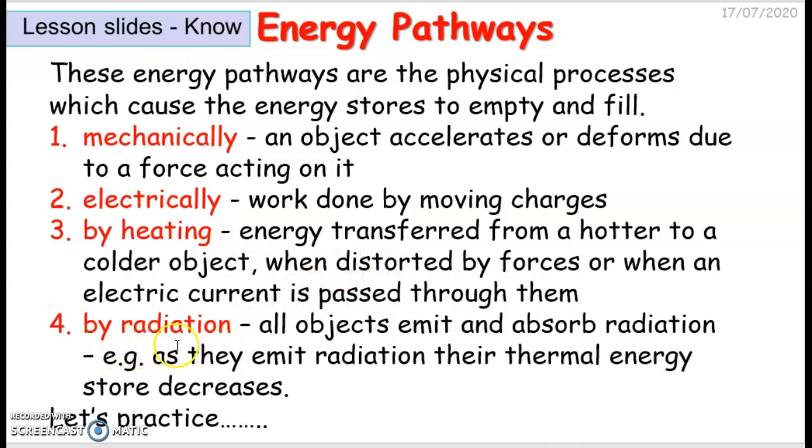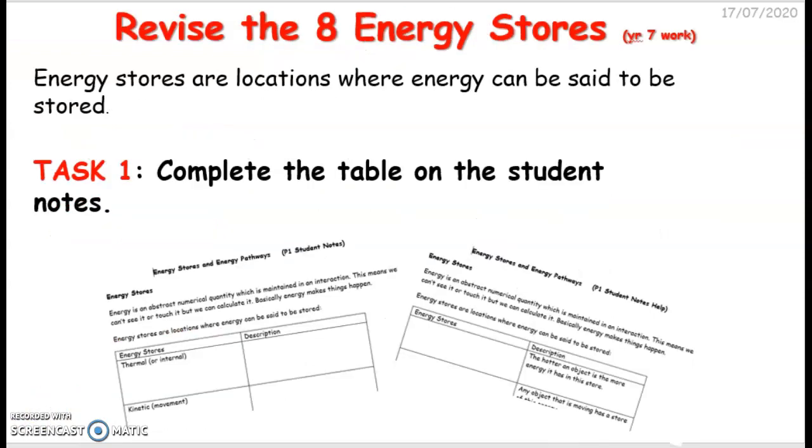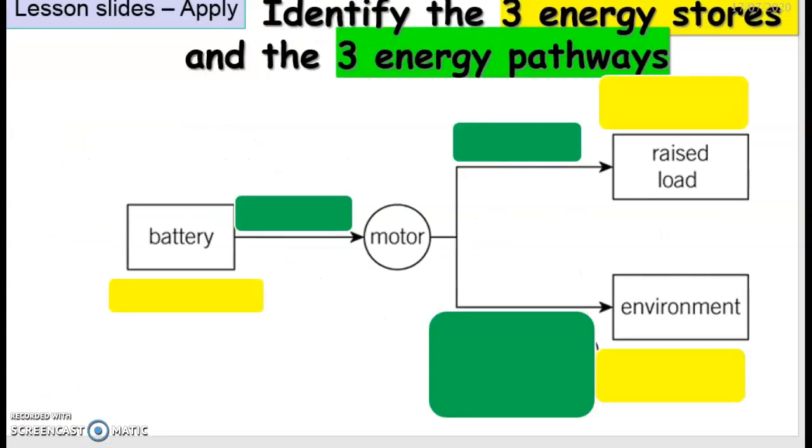And then by radiation, so objects can emit or absorb radiation. So we're going to do a practice now. Now the sheet you had earlier that looked like this one, there's a second page to it, and it's got some notes on the energy pathways, and it's also got this on here. So this is a bit of application. So we're looking for 3 energy stores here and 3 energy pathways.